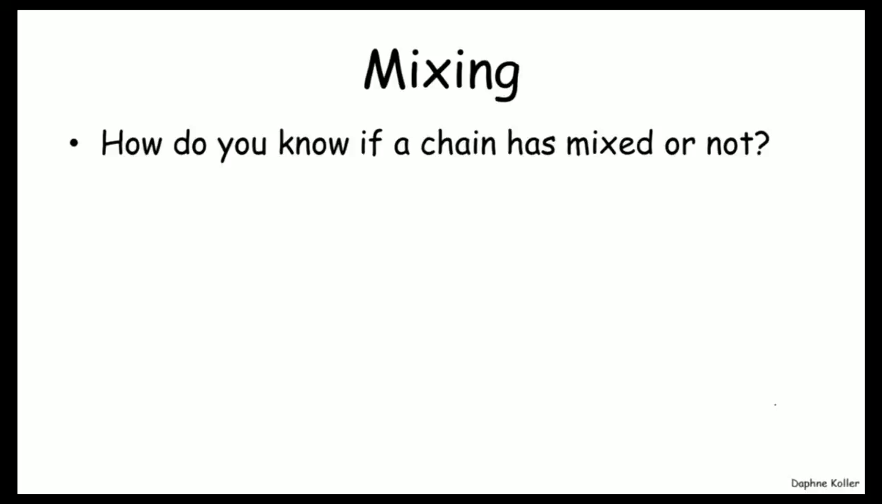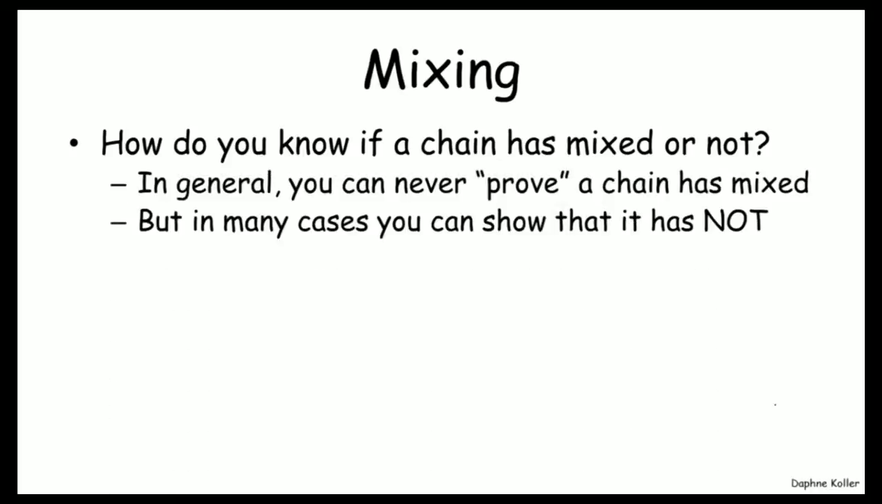So how do we know if a chain has mixed or not? And the short answer is, you don't. And so this is, as I said, the sticky part of Markov chain methods. In general, you can never really prove that a chain has mixed. But in some cases, you can show that it hasn't mixed. And then if you run lots and lots of tests, and none of them have convinced you that the chain hasn't mixed, then you sort of resign yourself to assuming that it has, in fact, mixed.